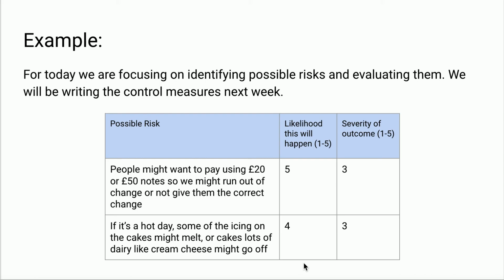My second risk is if it's a hot day, some of the icing on the cakes might melt, or if cakes have dairy, we also don't want them sitting out in the heat because they might go off. So the likelihood that might happen, we never know with the weather. It could be a really hot day on the day, so I've said that that's a 4, and the severity of outcome, I've also said that that would be quite bad, so a 3. So now it's up to you to have a think about your own risks for this event.